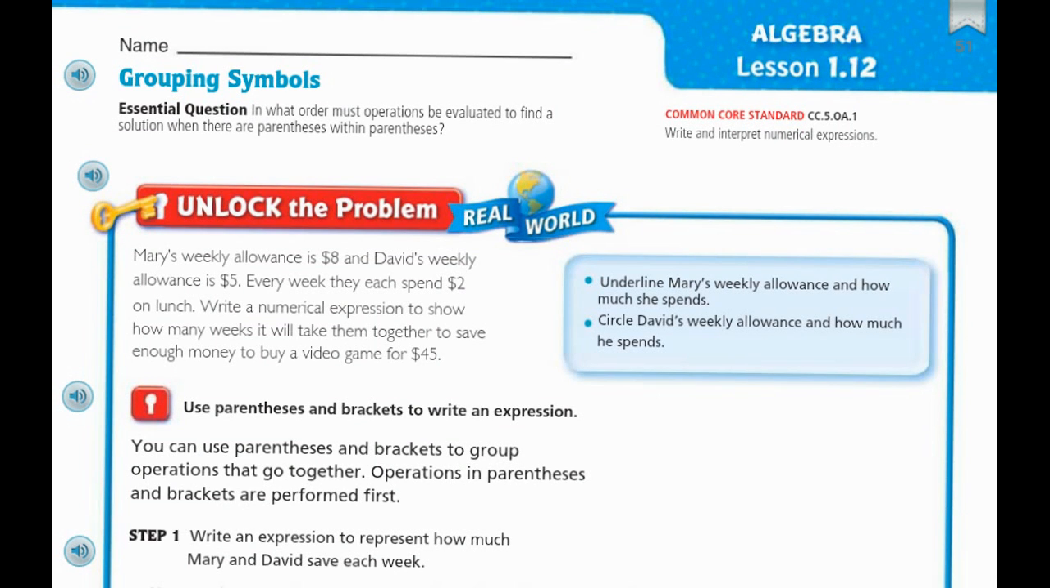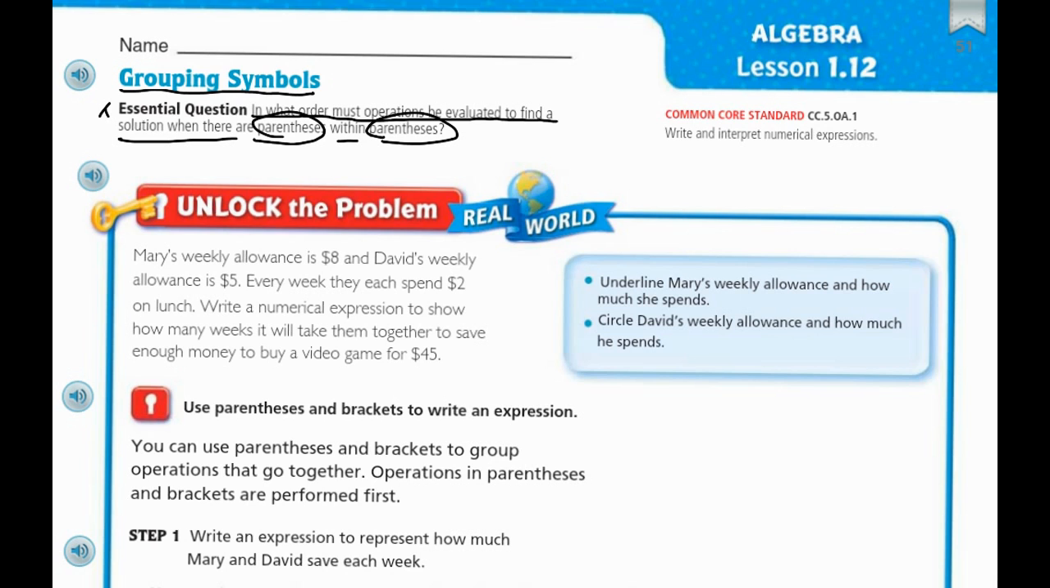Okay, today's lesson is lesson 1.12, which is algebra. Today we are looking at grouping symbols. The essential question: in what order must operations be evaluated to find a solution when there are parentheses within parentheses? Yesterday we talked about having parentheses, and today we're talking about parentheses within parentheses. So let's unlock the problem.